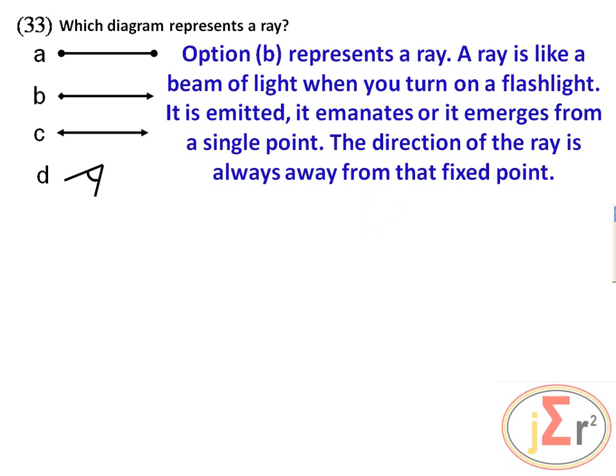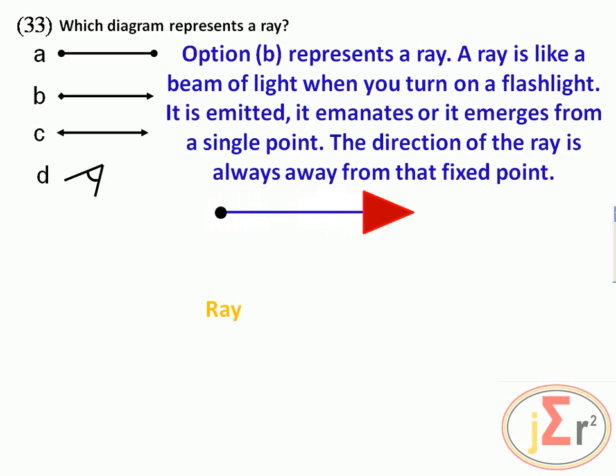When you turn on a flashlight, the beam goes out from where the bulb is and it goes away from the bulb onto the wall or into the streets or into any direction that you point your flashlight.